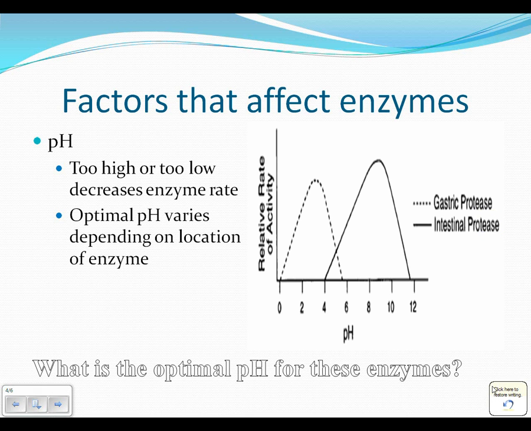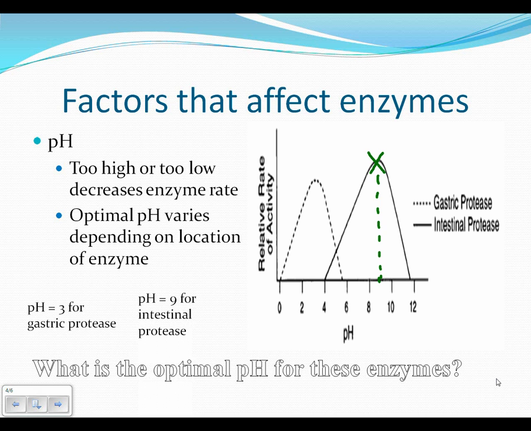So the best pH for gastric protease, well, that would be at this peak up here, and we get somewhere about 3 for the optimal pH. How about intestinal protease? That would be the optimal location, and if we come down, we can see that that's about 9 for intestinal protease.